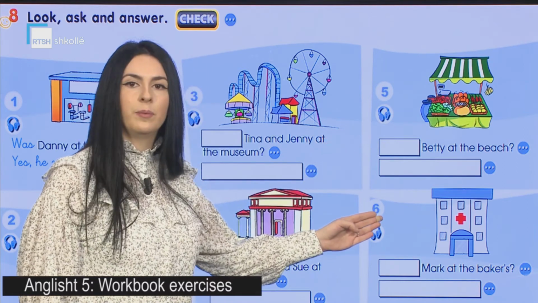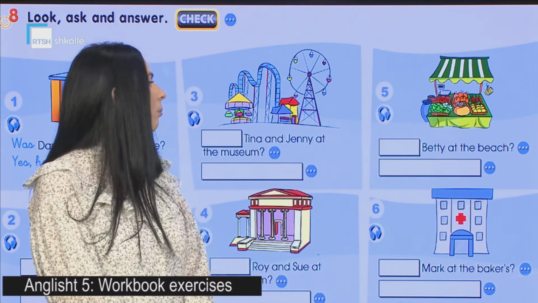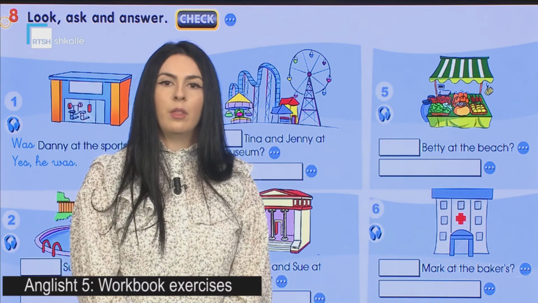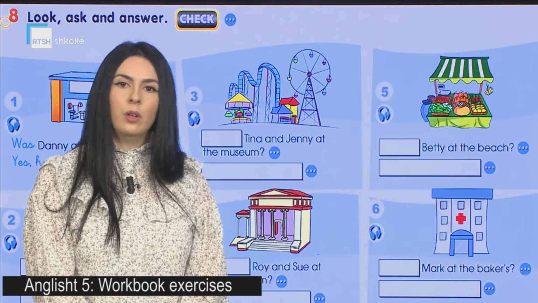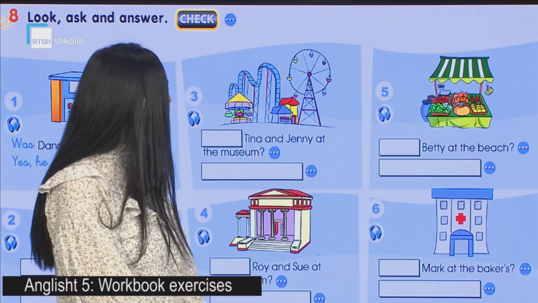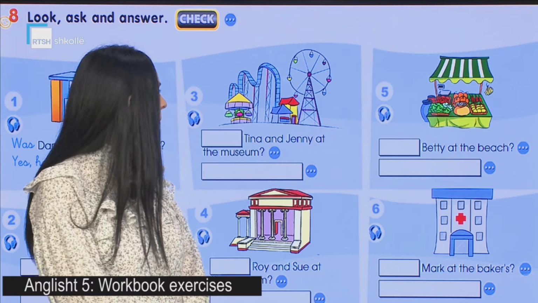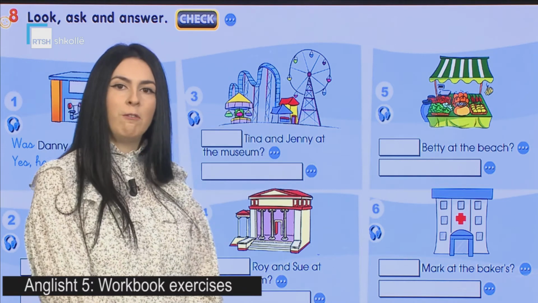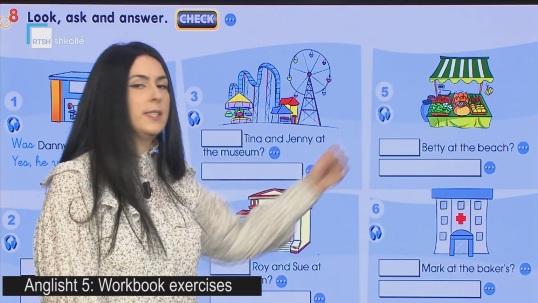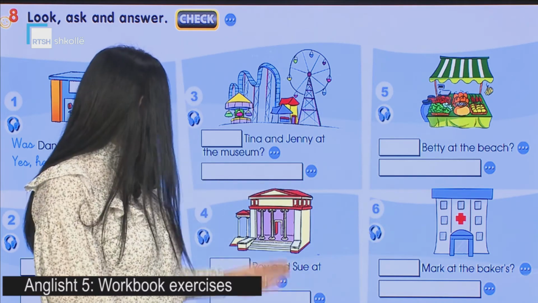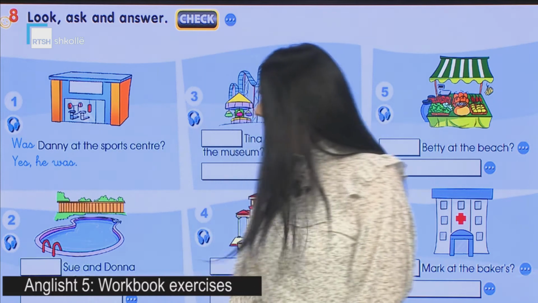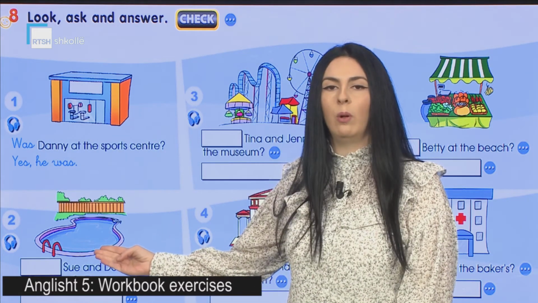So, before starting with the exercise, I want to say the correct words, the correct nouns for the pictures. This is a fun fair. This is a market. This is a hospital. This is a museum. And the last one, this is a pool.